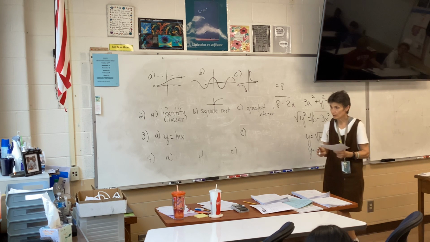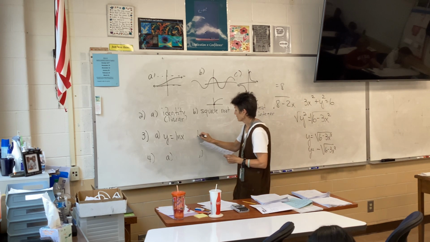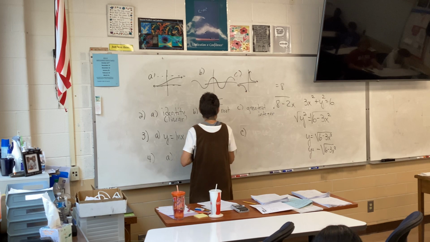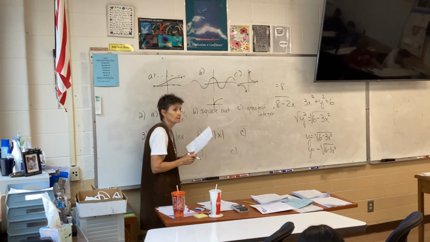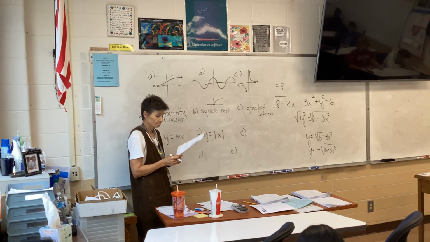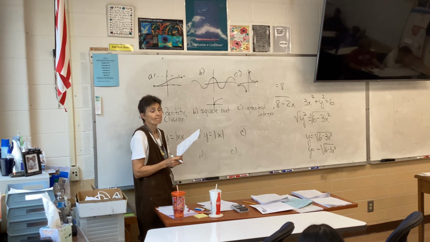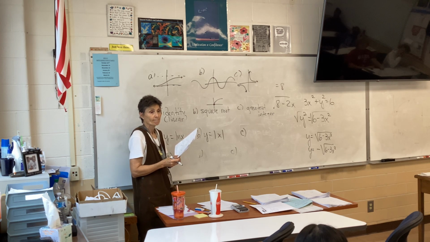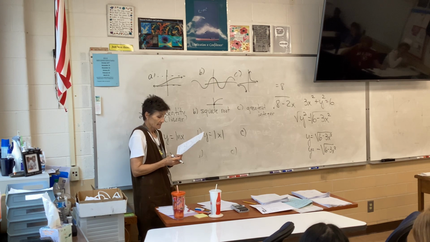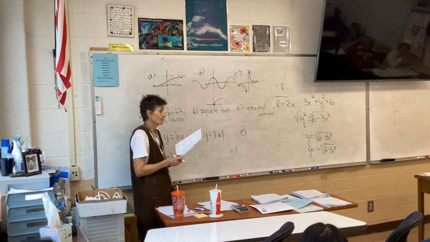What's the equation for B? Y equals absolute value of x. That's your absolute value. Stan? So are exponential and the natural logarithm, are those like opposite? They're inverses of each other, yep. And what is C? X cubed.